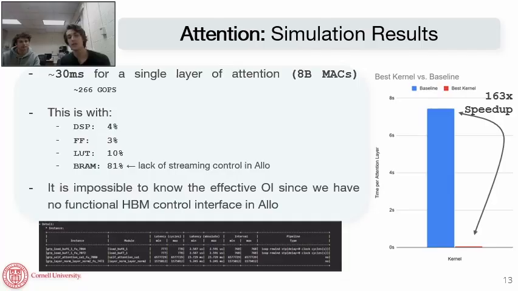Because of the lack of an HBM control interface in Allo, it was not possible for us to calculate an effective OI usage. Compared to the baseline implementation that we made, we achieved over a 150 times speedup, indicating that our optimizations were indeed effective at increasing throughput.